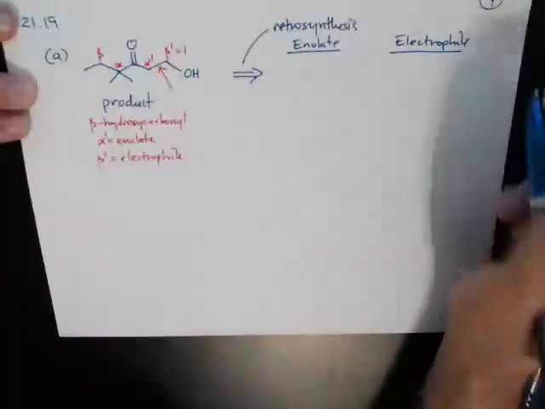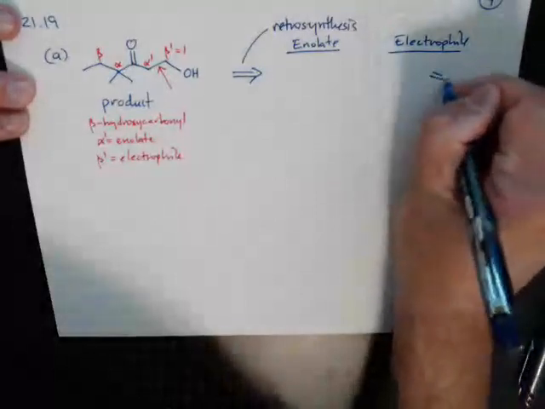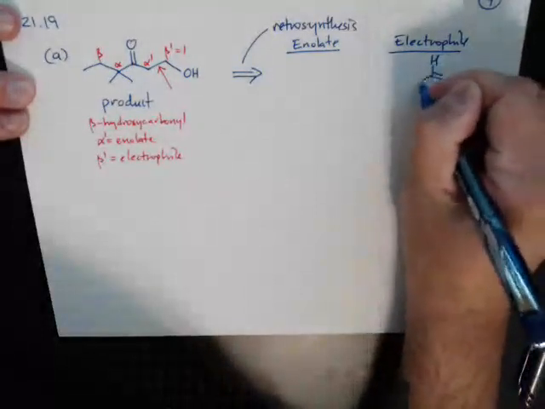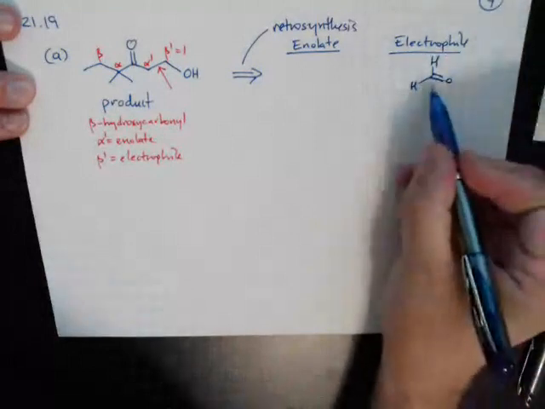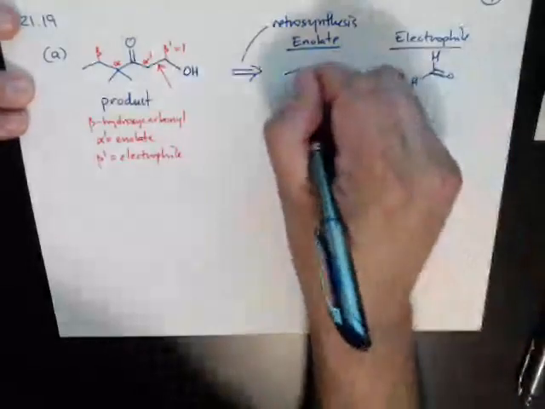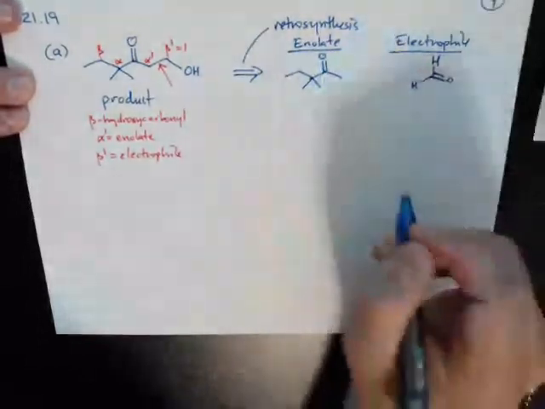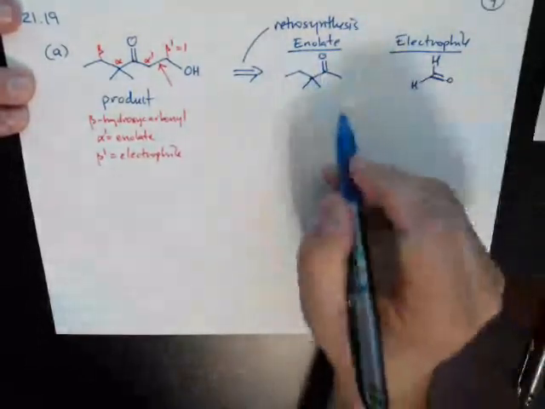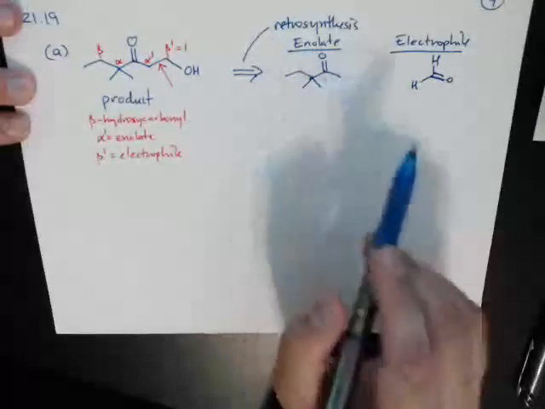So Jack Patterson says formaldehyde, and that is the correct answer. So again, there's the electrophile. Formaldehyde, it's at oxidation state 2. It's reacting with this ketone. I haven't drawn it in the enolate form, but this is what we start with.